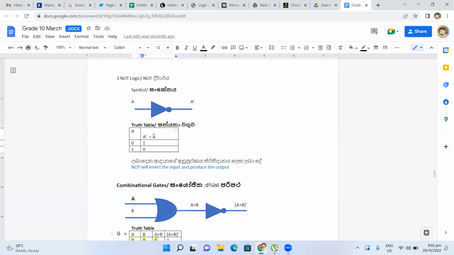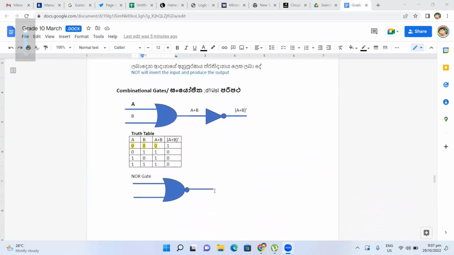Try to complete the following truth table according to this. If you can send it to me on WhatsApp after doing it, then I can review. Draw this, then try to complete the truth table. Right. Okay. So the combinational logic is when combining the gates.